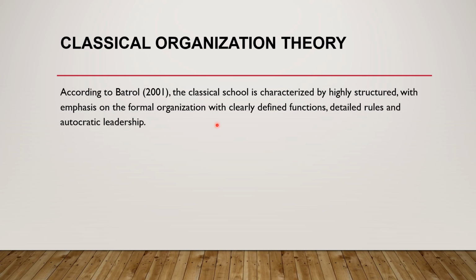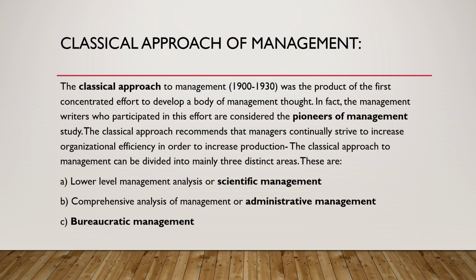According to Bertrol, the classical school is characterized by highly structured organization with emphasis on formal organization with clearly defined functions, detailed rules and autocratic leadership. It is not democratic, it is autocratic. So the employees were directed to do things. So it is a highly structured phenomenon, a formal one. There are detailed functions, rules, and someone is directing and controlling them autocratically.